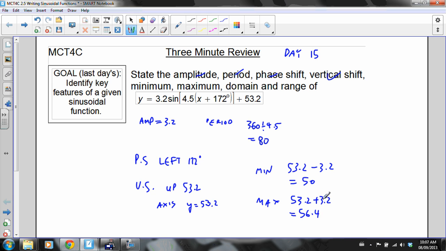Maximum from the axis up 3.2, which is 56.4, I believe. And then the domain, I don't even know why I bother asking for domain still. I guess it's just a habit. It's all real numbers, right? I could put any real number in there and then jam it into a calculator if I wanted to. The range, of course, is a little more interesting. It's between the minimum and the maximum.